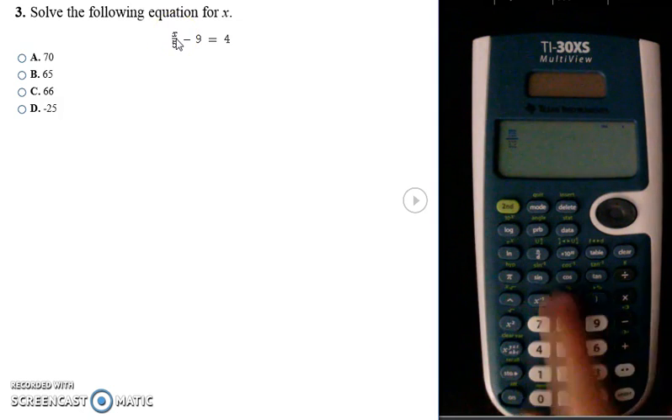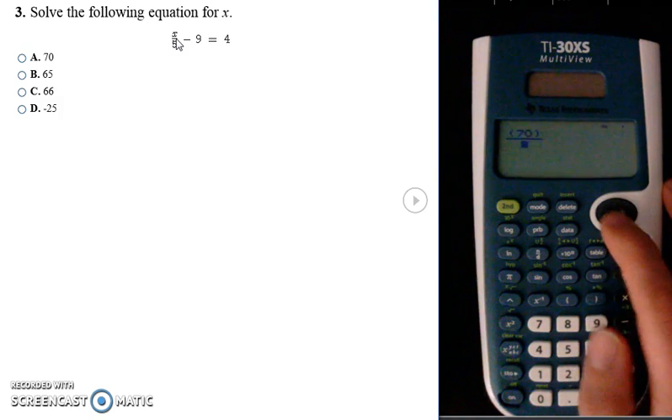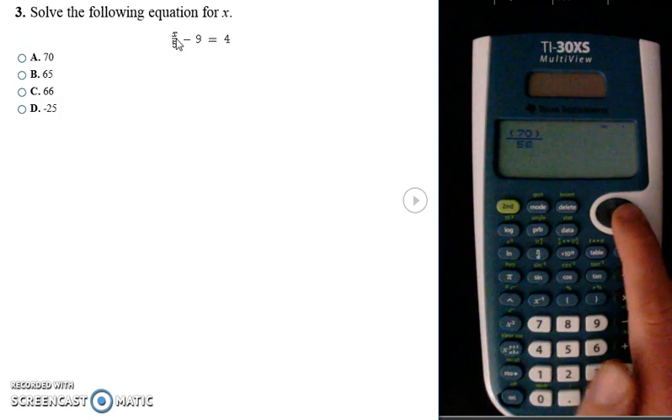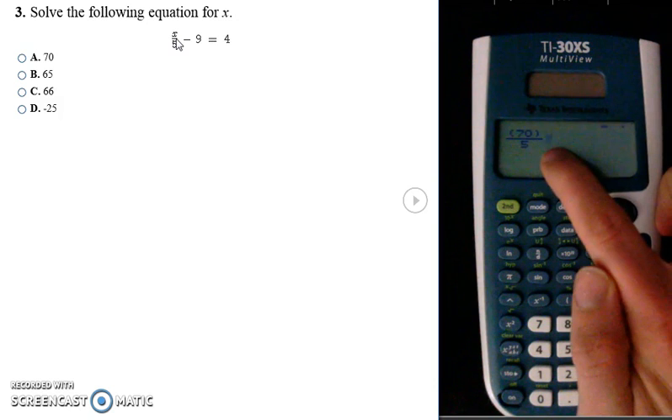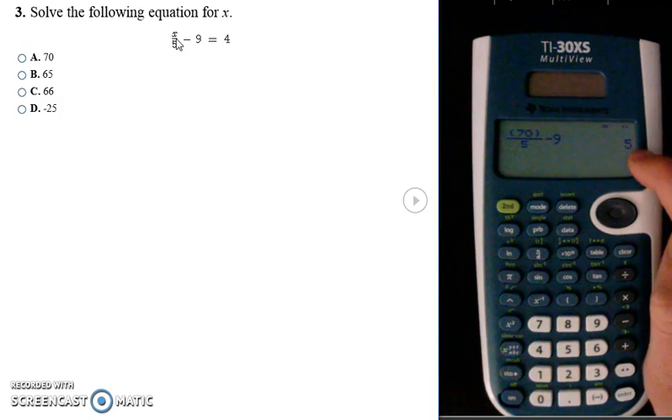And it's always a good habit to put this in parentheses. So I have the 70 in parentheses on top, 5 on the bottom, and then I need the right arrow to the end of the fraction so that the minus 9 doesn't end up in the denominator too. And then I'm going to press enter, and that equals 5. I want the choice that will give me 4, so A is not going to be my answer.